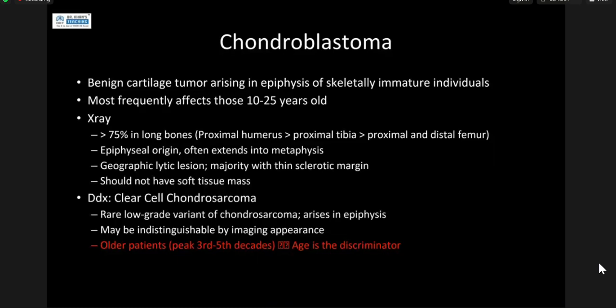They tend to be tumors arising within the epiphysis of skeletally immature patients, and they generally affect the age group between 10 and 25. They tend to be really well-defined lucent lesions with thin sclerotic margins. And the differential really to be aware of here is the clear cell chondrosarcoma. It's a very rare low-grade variant of a chondrosarcoma. It also arises within the epiphyses, and really the only discriminator here is age.